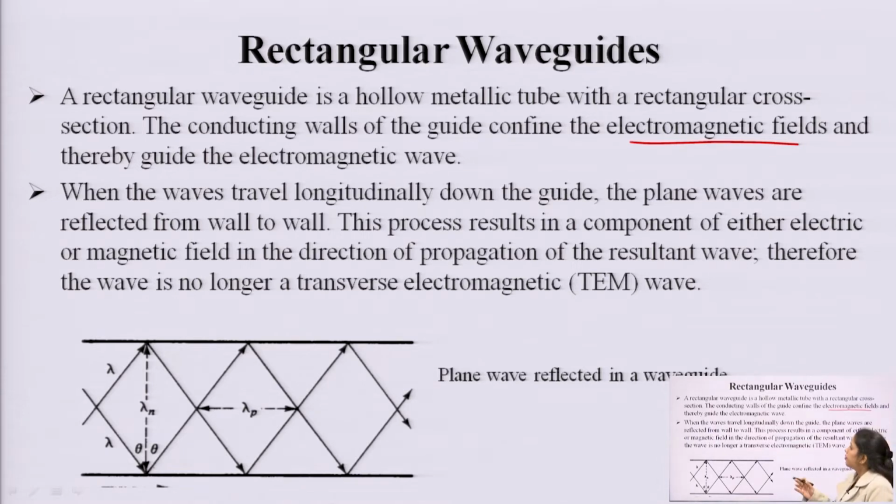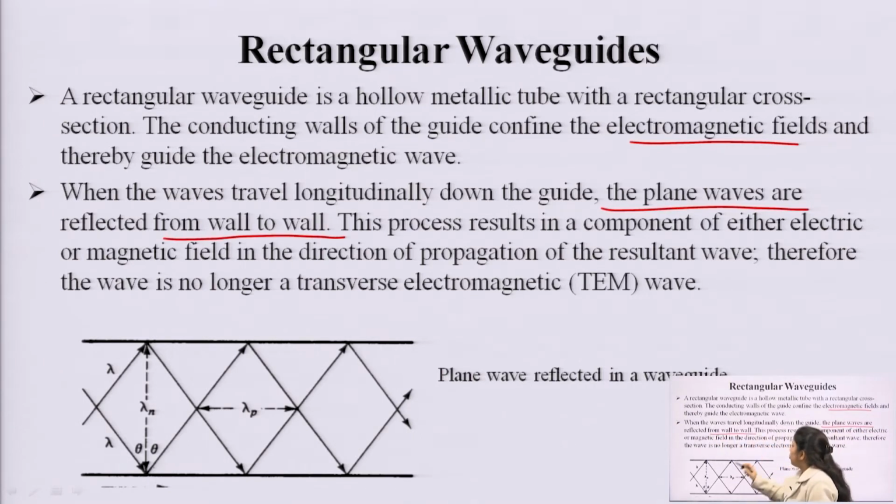When the wave travels longitudinally down the guide, the plane waves are reflected from wall to wall. What we are seeing here, from this wall it is reflected, again from this wall it is reflected, and again from this wall it is reflected.